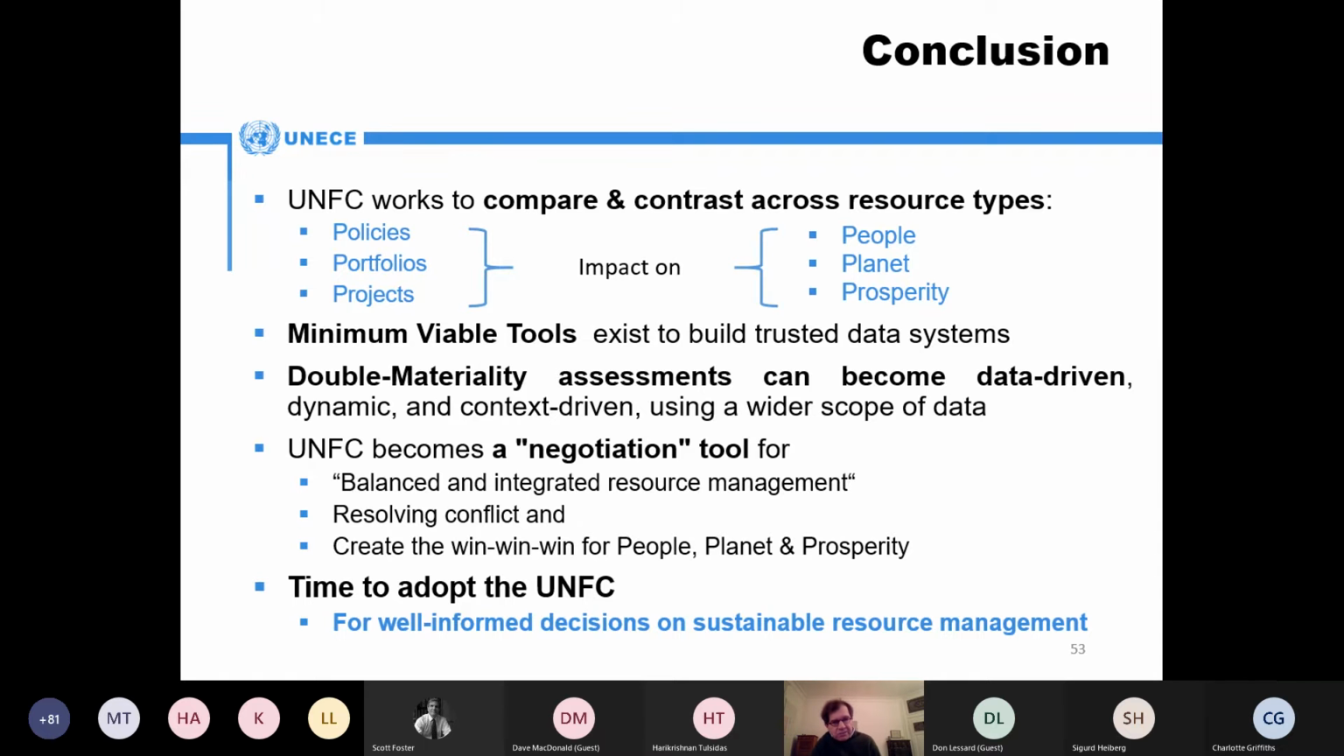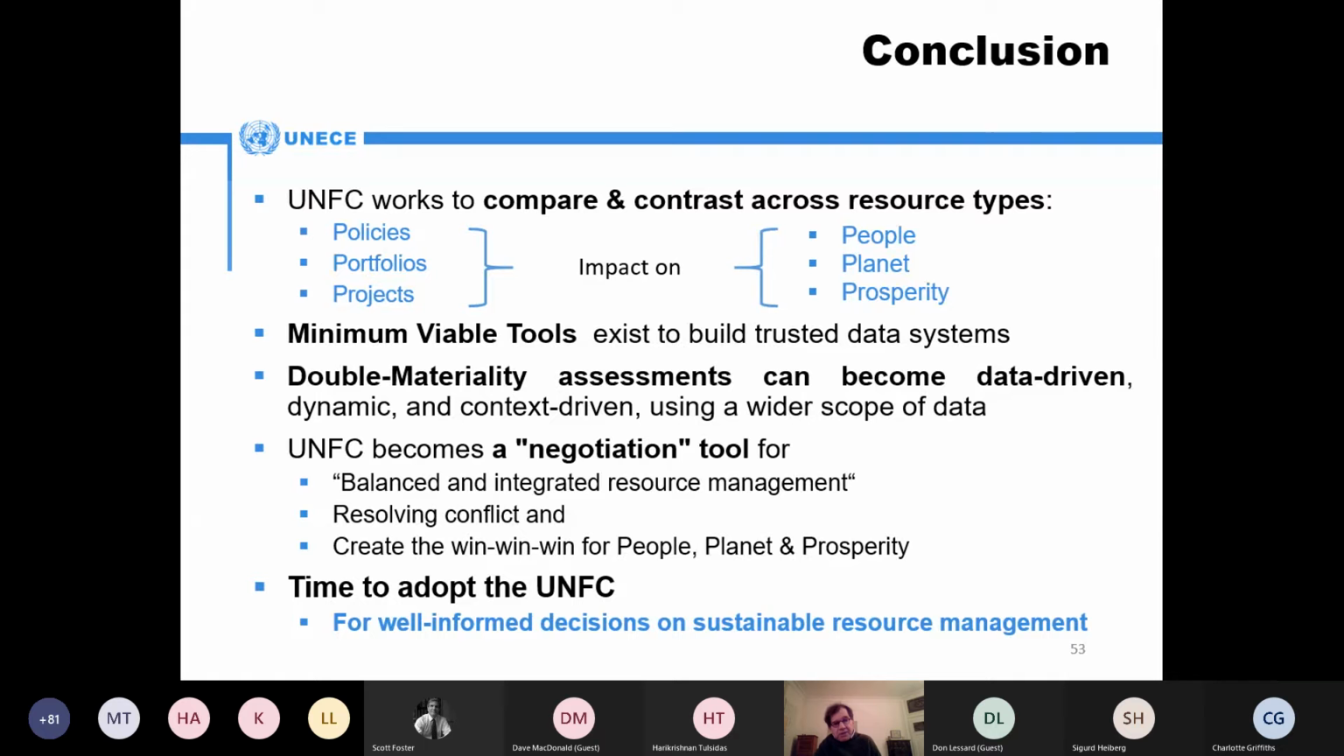We need trusted data systems so that decision makers can be data-driven, and so that double materiality assessments, meaning not only commercially viable projects, but also projects that are attractive in terms of social and environmental aspects, can be assessed at the same time. So the UNFC becomes like a negotiation tool. It can balance and have an integrated view on resource management. It can help resolve conflicts and hopefully can create the win-win-win on the people, planet, and prosperity side.